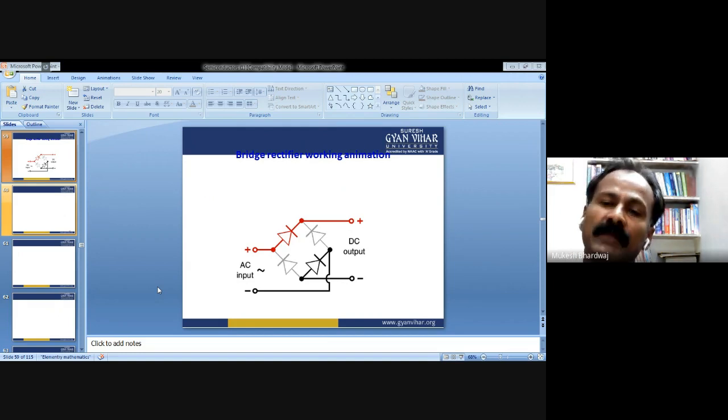Commonly used filter circuits are the series inductor filter, shunt capacitor filter, LC filter, and the last one is the CLC or pi filter.